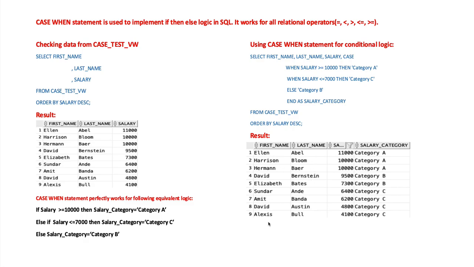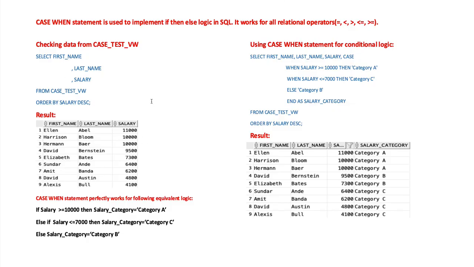The result contains 9 records and 4 columns. The last column indicates salary category, where 3 rows are category A, 2 rows are category B, and 4 rows are category C. In this way, we can apply conditional logic, that means if-then-else logic, in SQL by using the CASE WHEN statement.